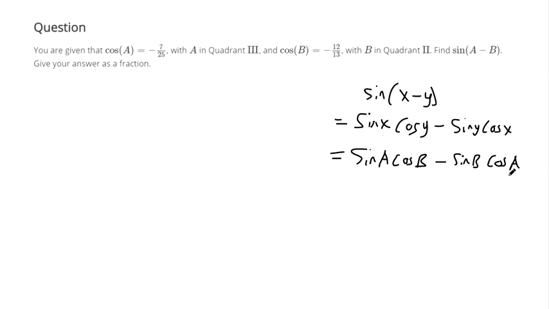We actually know cosine of a. We can plug a number in here. We know cosine of b. We don't know sine of a and sine of b. So all we have to do is draw the triangles where they're supposed to be.